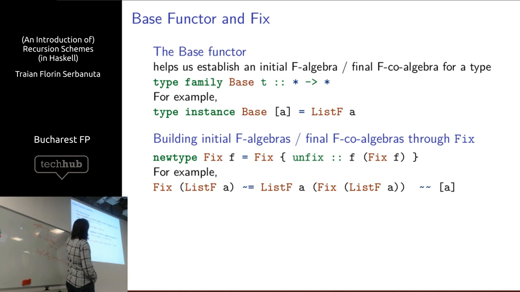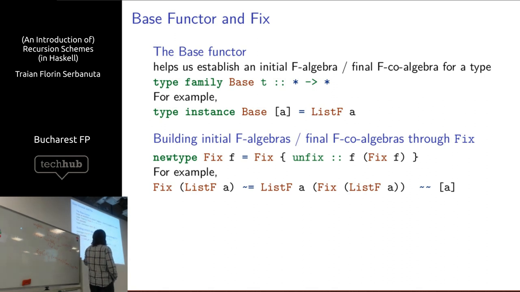I say Base T is something of a functor type, so it takes a type to another type. And what we do here, for example, is say that the base of the list type is ListF of A, which basically is giving us the functor representing the list-like structures. That's one way, so basically going from the already defined type of lists to a recursive type, a signature-like, algebraic-like type representing them.